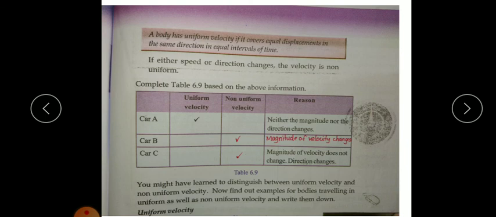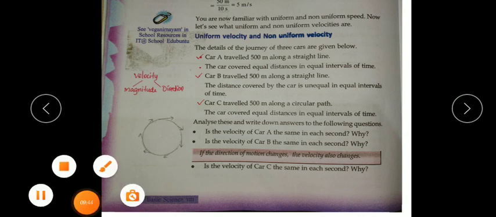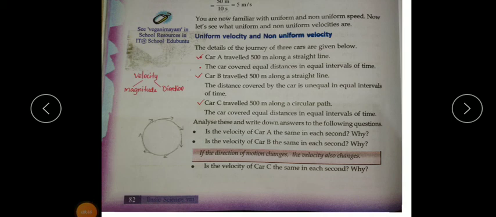So in today's class we learned what is speed, what is velocity, and we learned what is uniform speed, non-uniform speed, and then what is uniform velocity. So complete the tables given in your textbook. You have to write the answers to all those questions in your textbook itself.